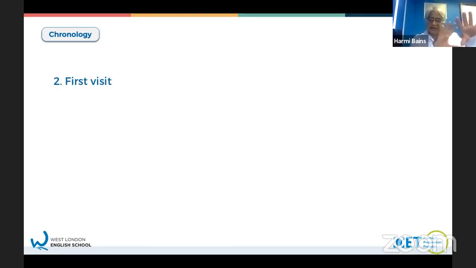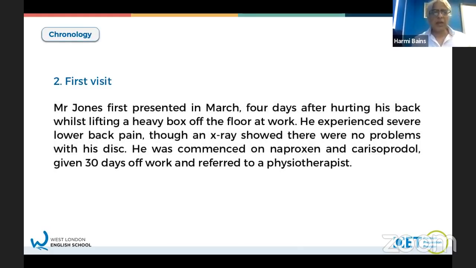But now we're going to go visit by visit. So here, the main body is a little bit different. Mr. Jones first presented in March, 4 days after hurting his back whilst lifting a heavy box off the floor at work. He experienced severe lower back pain, though an X-ray showed there were no problems with his disc. He was commenced on naproxen and carisoprodol, given 30 days off work and referred to a physiotherapist. So you can see I've gone back to the first visit back in March.